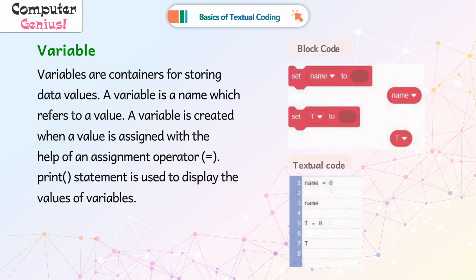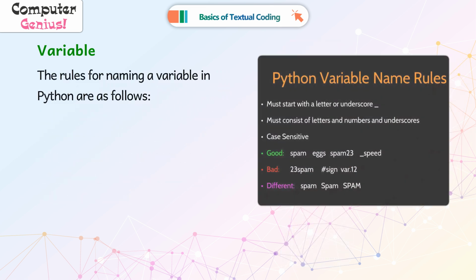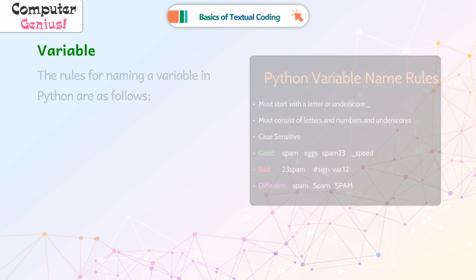Variable. Variables are containers for storing data values. A variable is a name which refers to a value. A variable is created when a value is assigned with the help of an assignment operator. The print statement is used to display the values of variables. Block code, textual code.